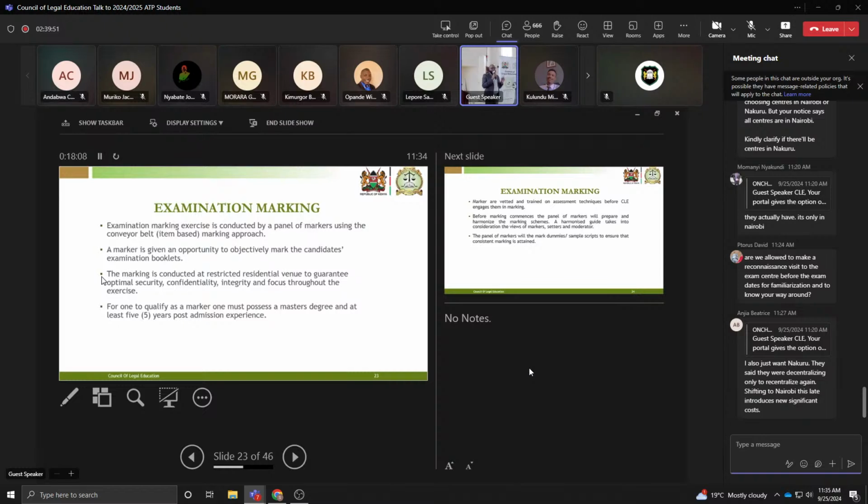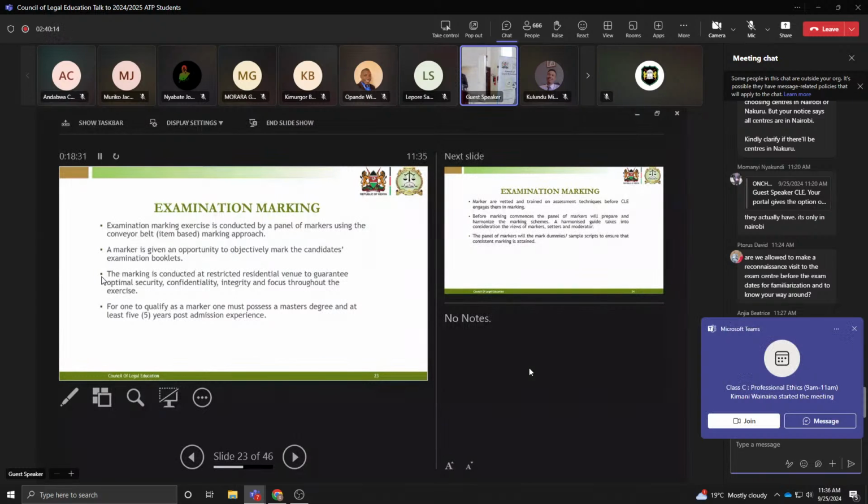So your script has to be marked by all the markers in that panel. Is that okay? Now, the importance of that is that if I'm a strict marker, I'll have to spread my strictness in the entire script that I'm marking. If I'm lenient, all students have to benefit from that, is it? What if I'm an average marker? The same thing. Is that okay?